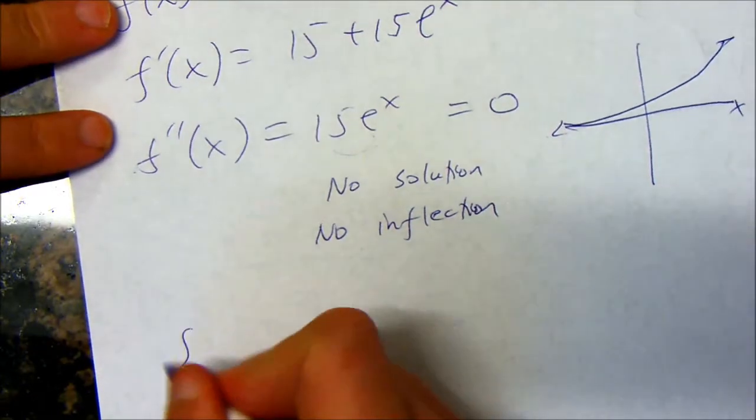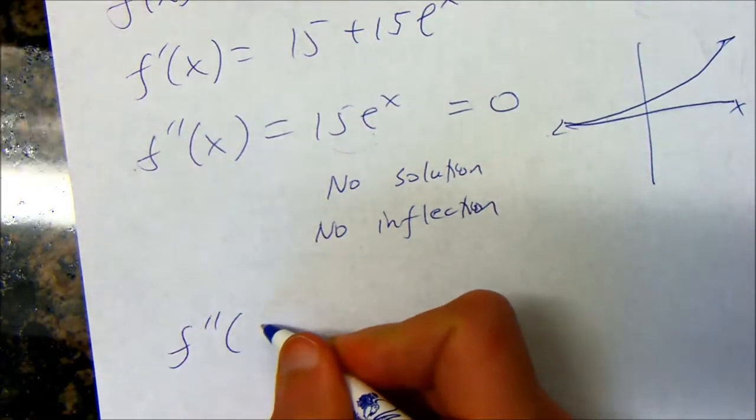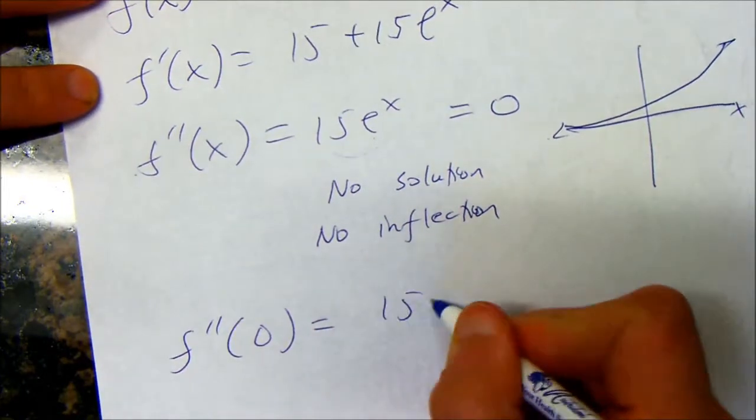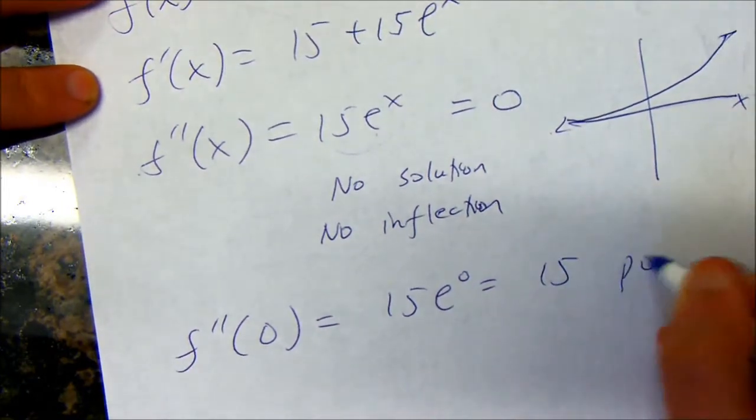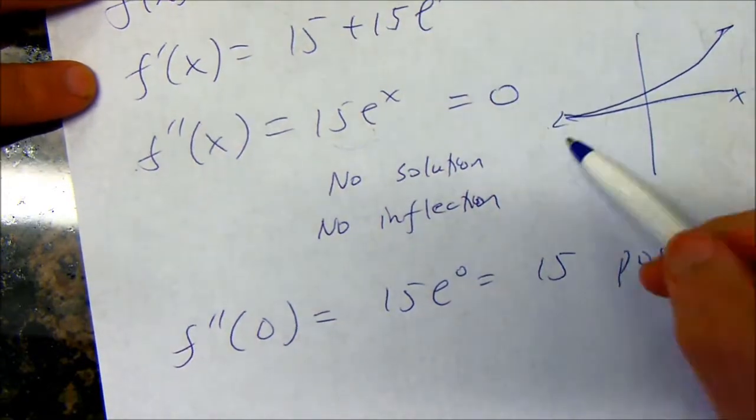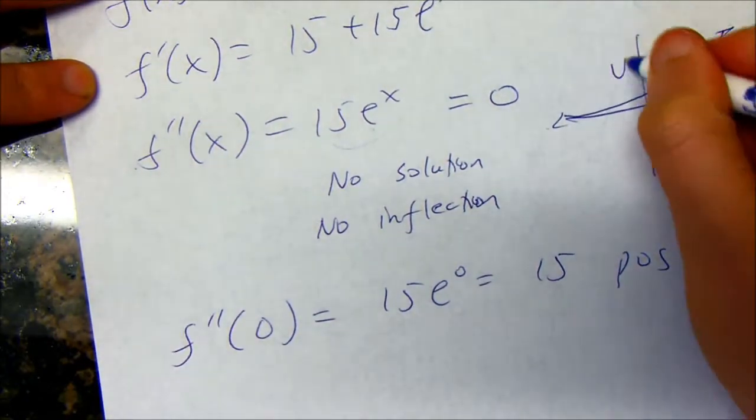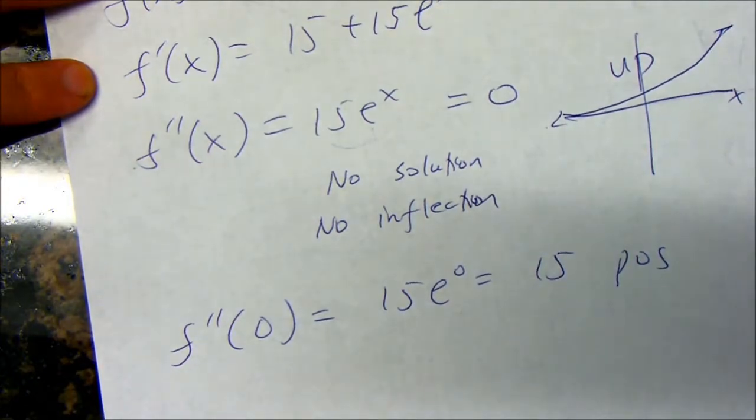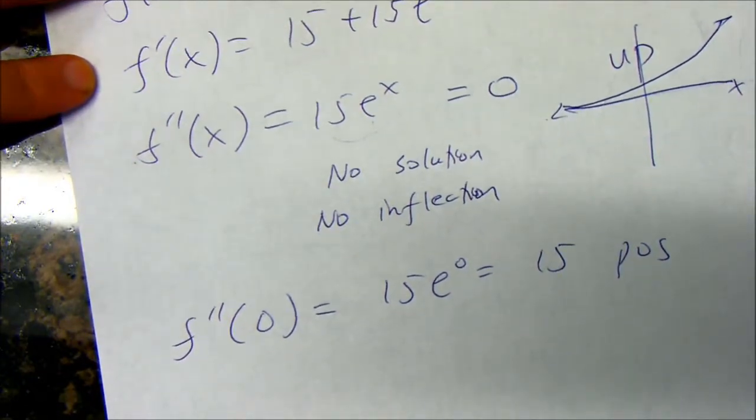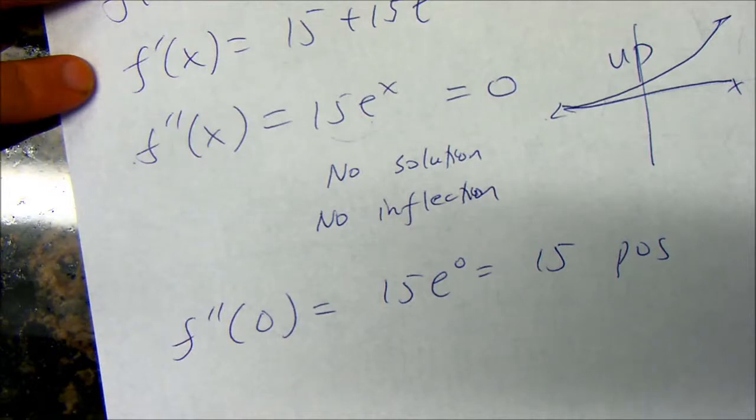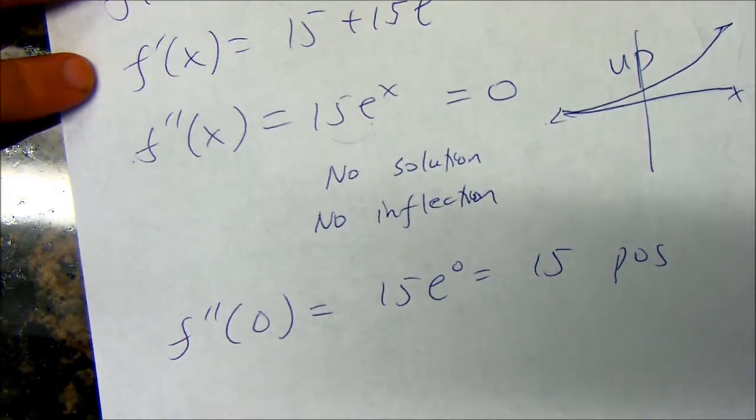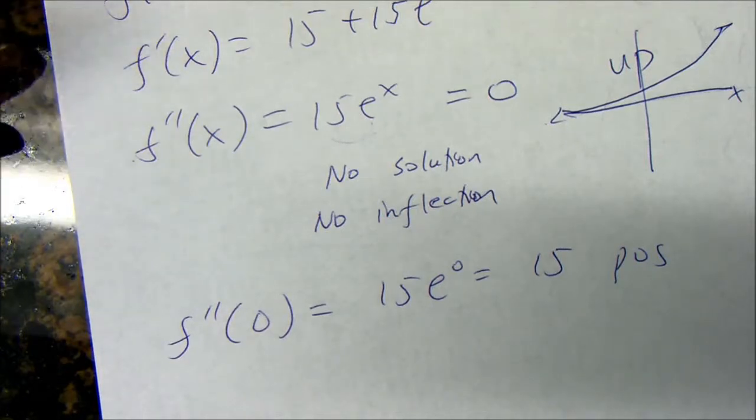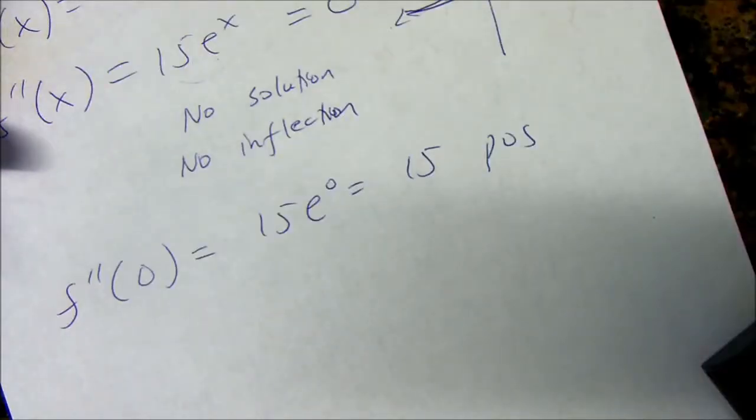Well, just plug in a number into the second derivative. Let's try 0, right? 15e to the 0 is just 15. Well, it's positive. So that means this function, and I drew the function already, is concave up the whole time from negative infinity to infinity. So the first thing is you select it does not have an inflection point. The second thing is it is concave upward on the interval from negative infinity to infinity. So I'm going to select parentheses.